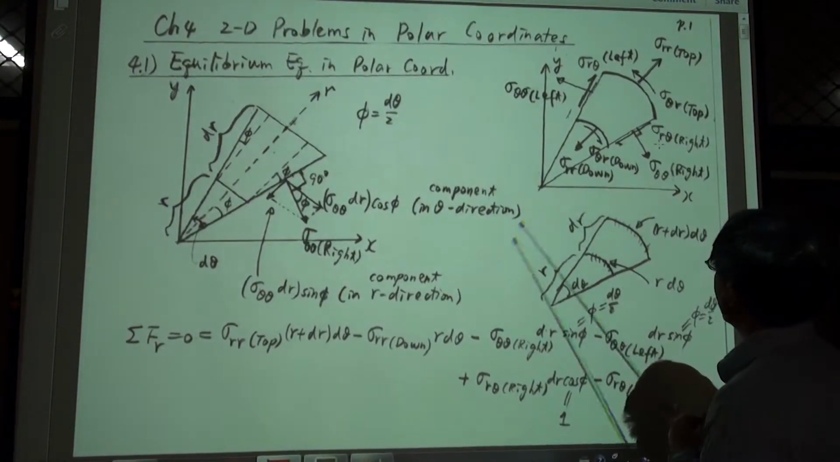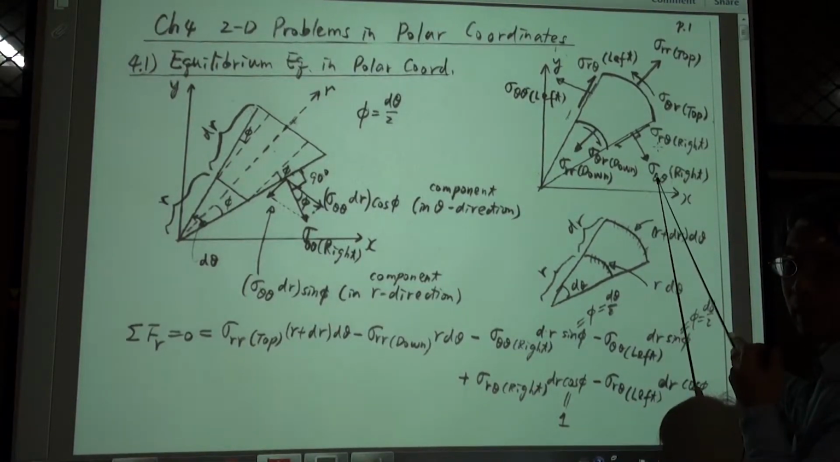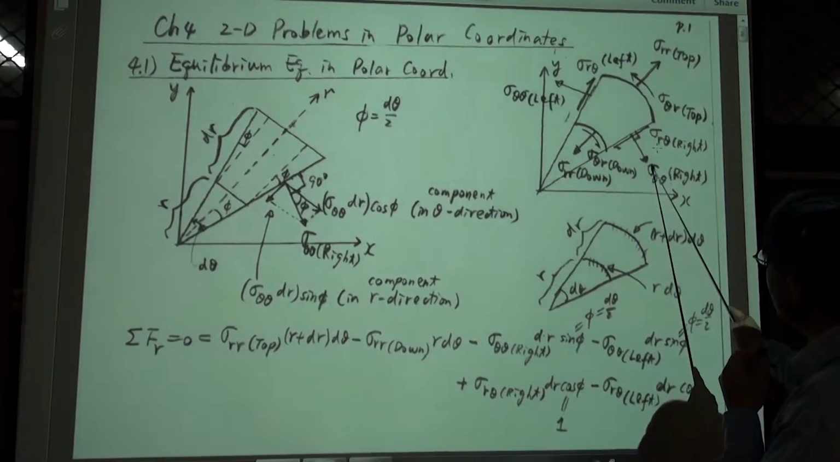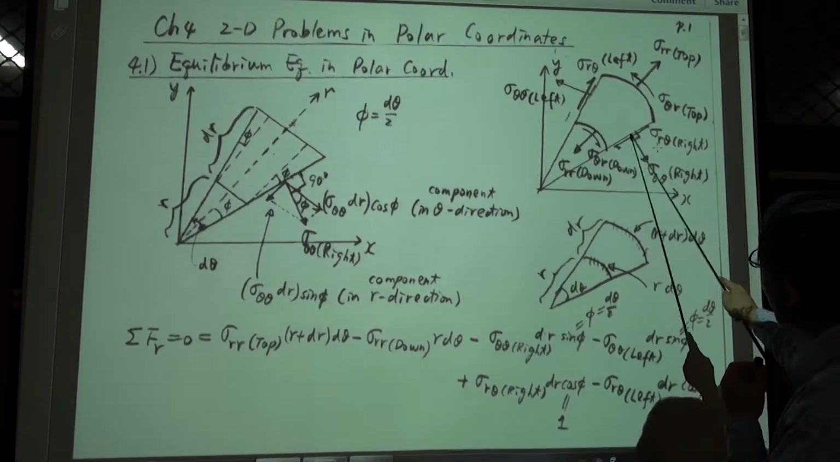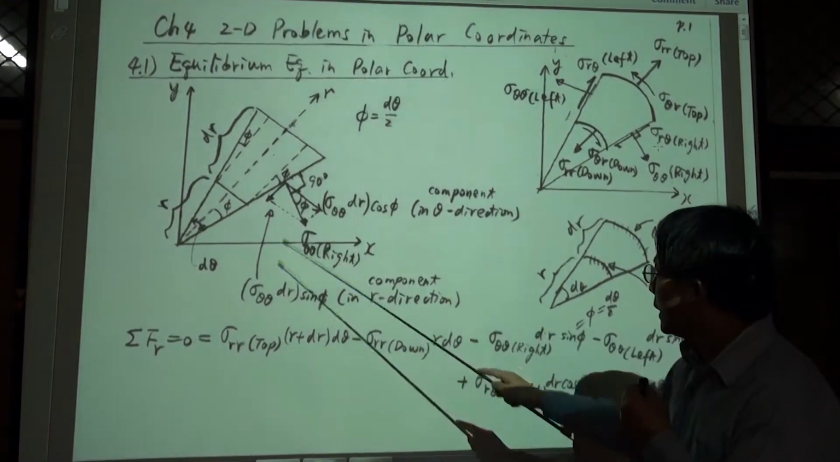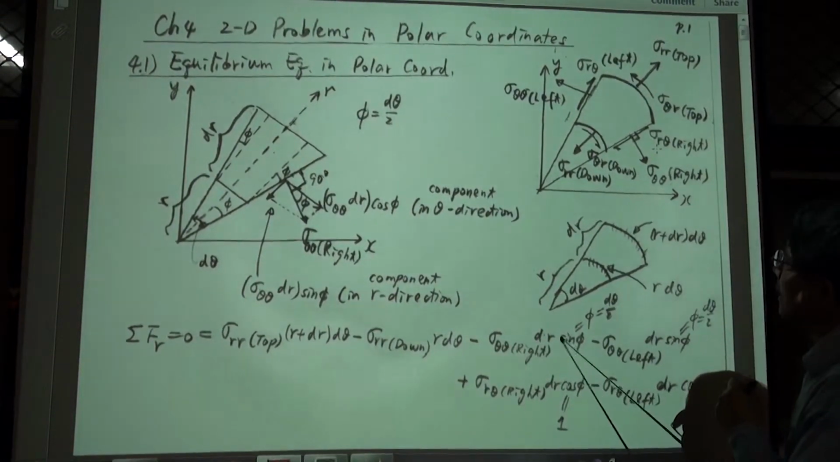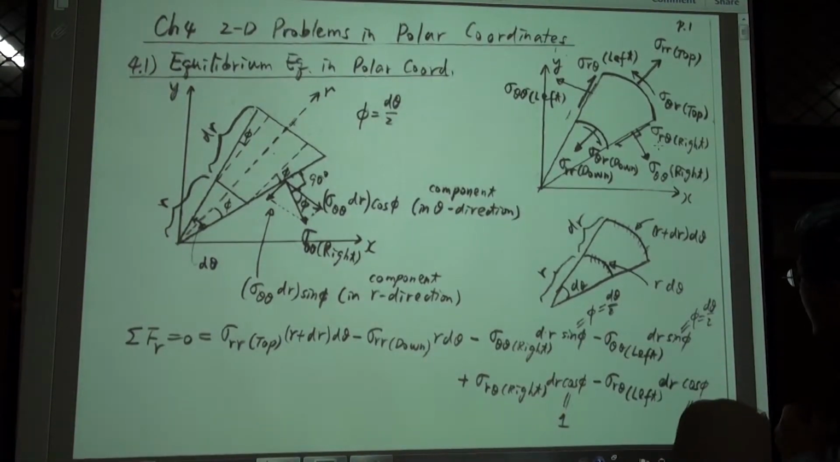Besides these two components, we have sigma theta, as we have mentioned before. Sigma theta has a component in the r direction too. This one, right? So we consider it here. It is pointing downward, so we have a minus sign.